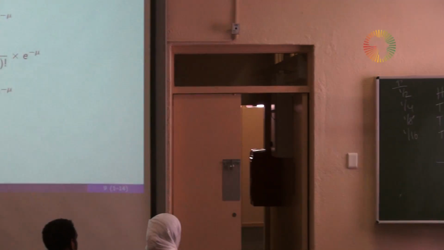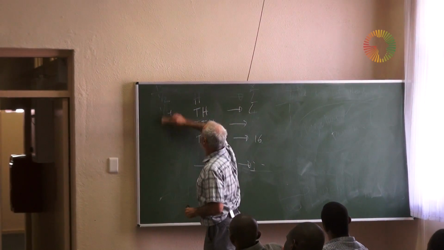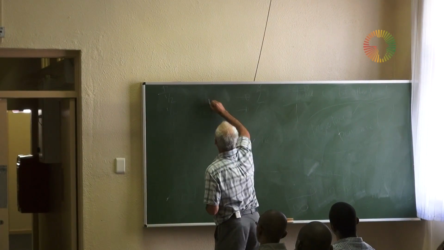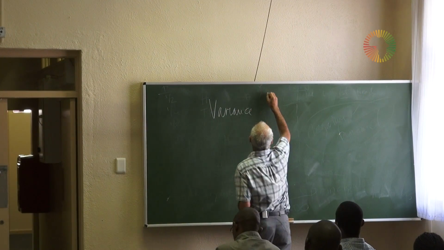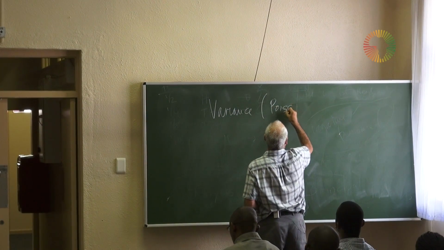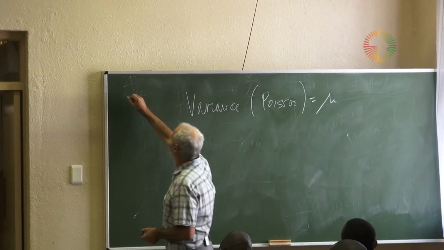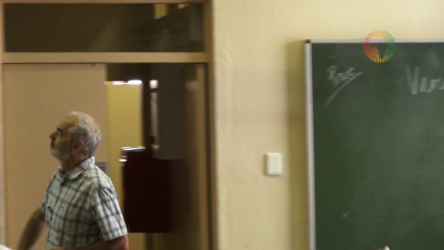Here are some questions for you to do if you finish everything else after the break. Prove to me that the variance of a Poisson is also mu. That's a nice one, using a similar trick.